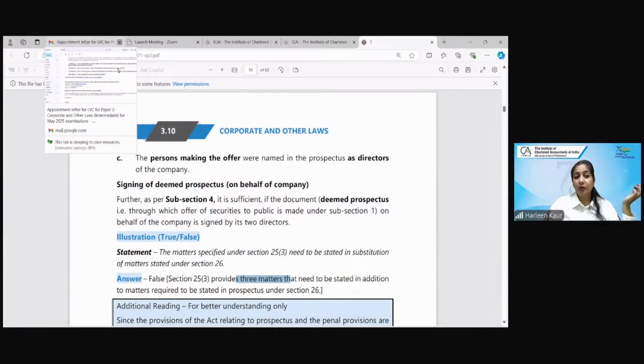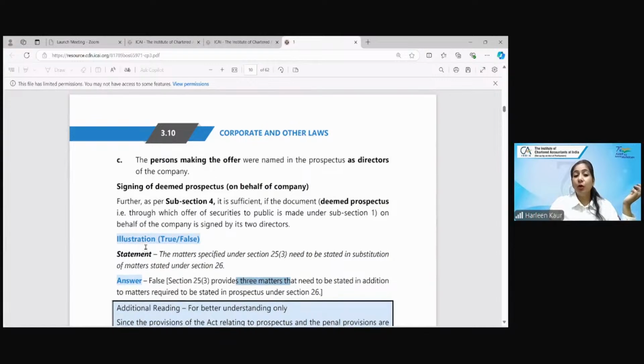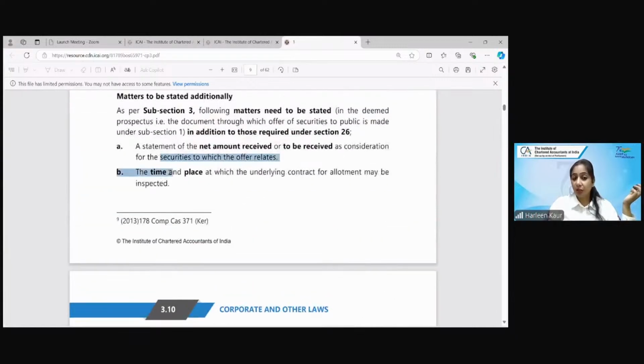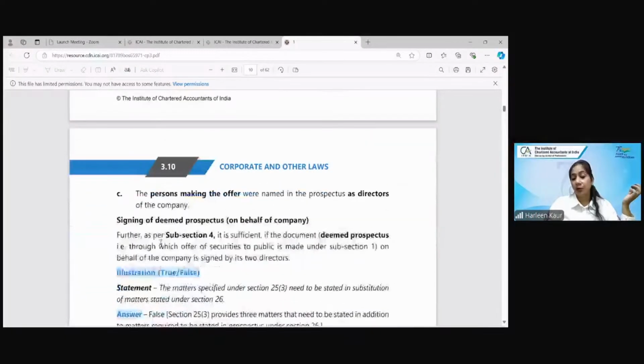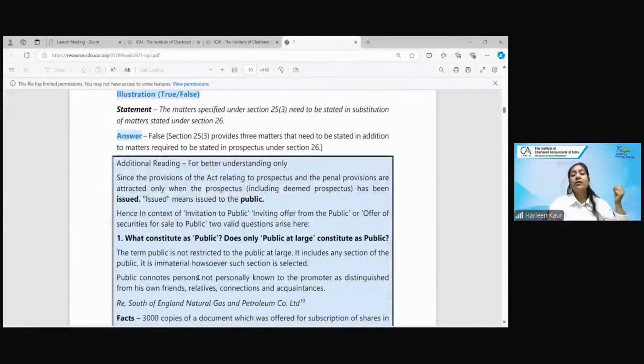That question has been given over here. It's very important, this question, children, whether these are matters which are a substitution. No, these are the additional matters. Along with section 26, subsection 1, these matters should also be included. Now, this is one important thing since it is given: additional reading for better understanding.